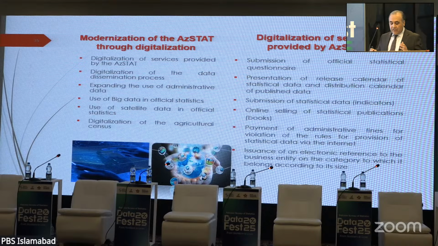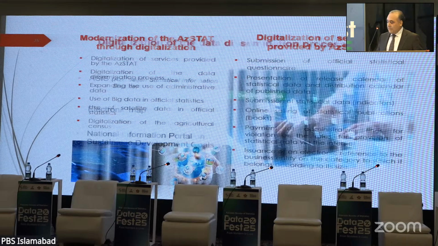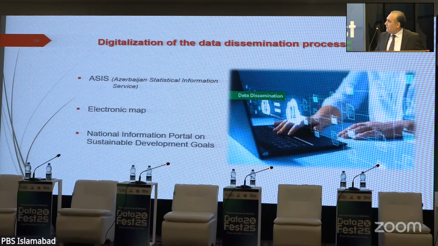The NSO provides 6 main electronic services. The NSO is actively working on the digitalization of the data dissemination process. One of the key tools is the Azerbaijan Statistical Information Service, ASIS, which provides users with easy and reliable access to statistical data. An electronic map has also been developed, allowing users to visualize statistical indicators by region. In addition, the National Information Portal of Sustainable Development Goals offers detailed information on the progress made towards achieving all SDGs in the country. These digital platforms make statistical information more transparent, accessible, and user-friendly.